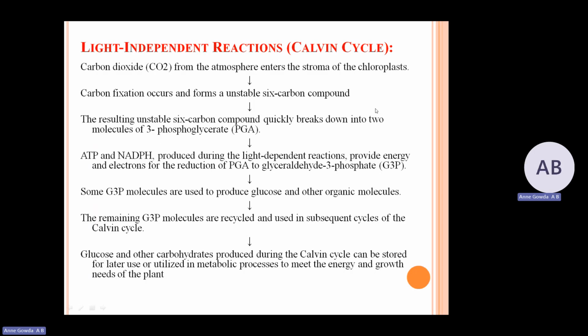So the light independent reactions are otherwise also called the Calvin cycle. What are the inputs for this Calvin cycle? One is the carbon dioxide which is there in the atmosphere, and another is the ATP, adenosine triphosphate, and NADPH, which are generated from the light dependent reactions. And what is the outcome of this light independent reaction? That is sugar.